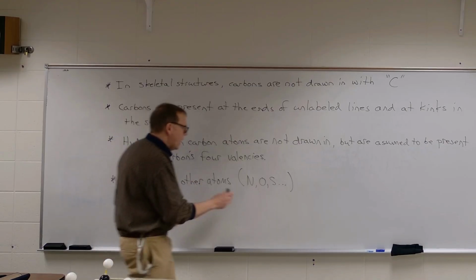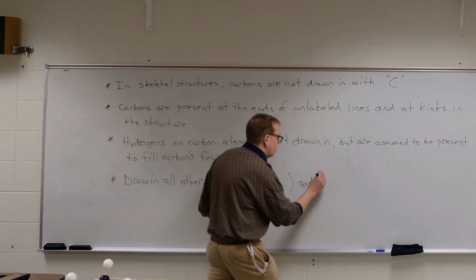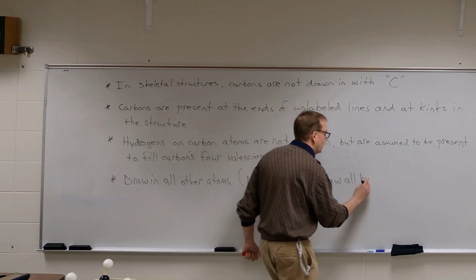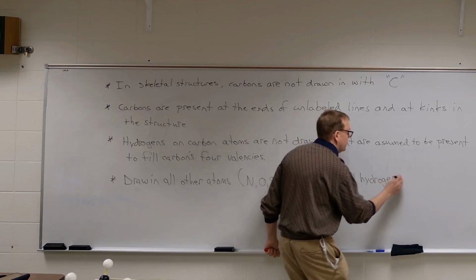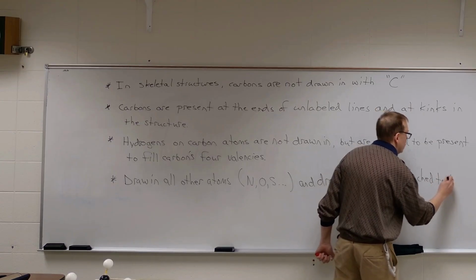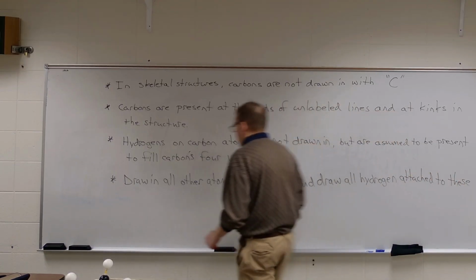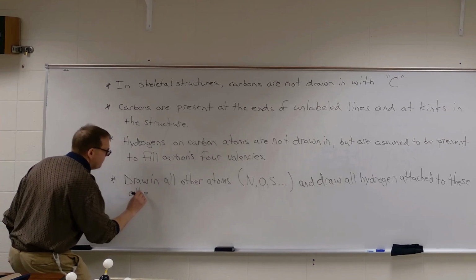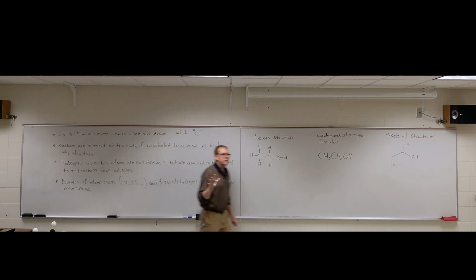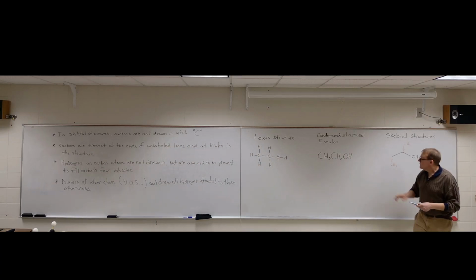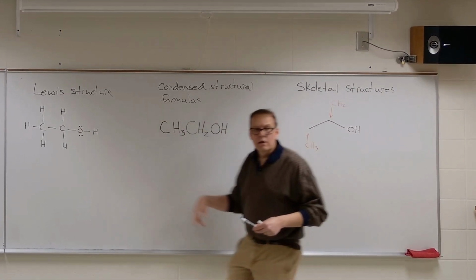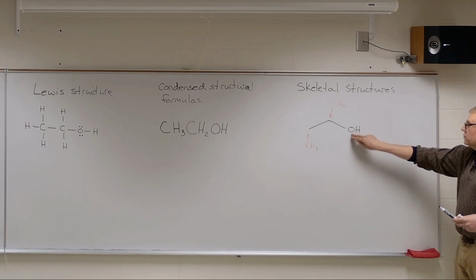So draw in all other atoms and draw all hydrogens attached to these other atoms. You're only allowed to delete the hydrogens when they're attached to a carbon. In this case, like with ethanol, there's an oxygen that has a hydrogen. You must show that hydrogen, otherwise the structure becomes ambiguous. That's why I drew an O with an H there.